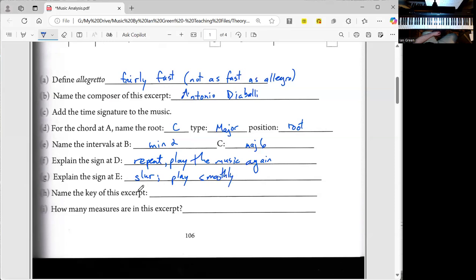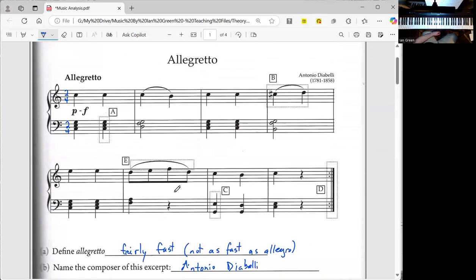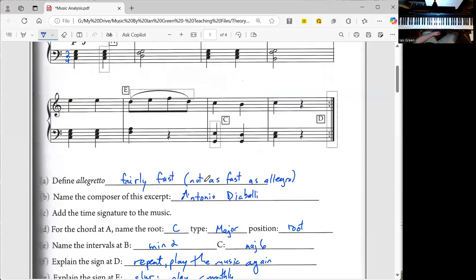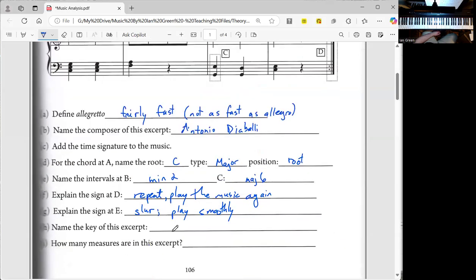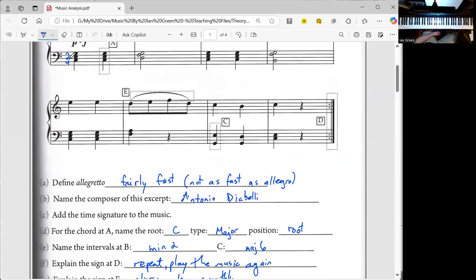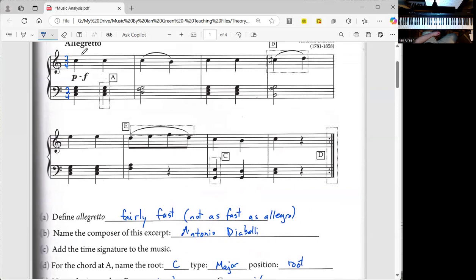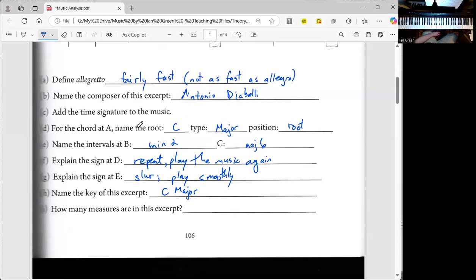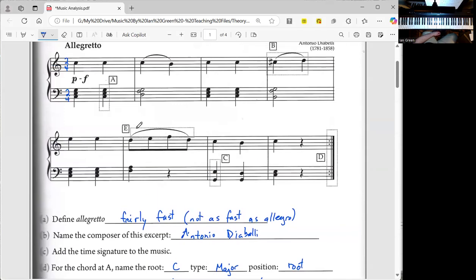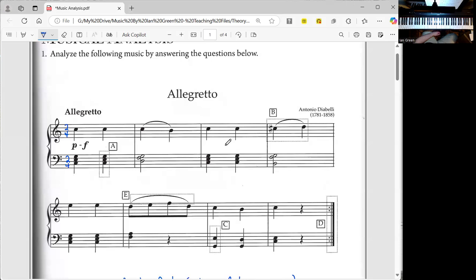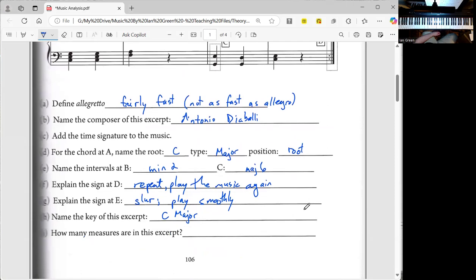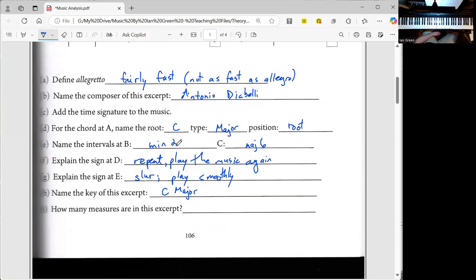And then name the key of this excerpt. So that's the scale. And I would say that this scale is in C major. So the piece is in C major, based on the key signature, no sharps or flats, and also the ending note and the starting notes are a C. How many measures are in this excerpt? Let's count them. 1, 2, 3, 4, 5, 6, 7, 8. So we have 8 measures.